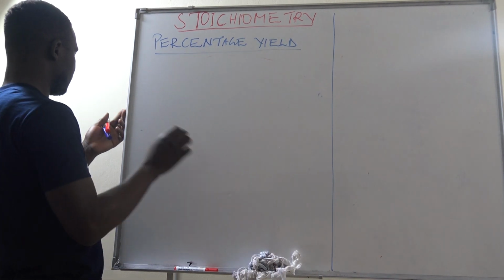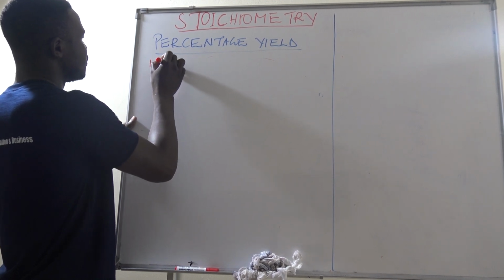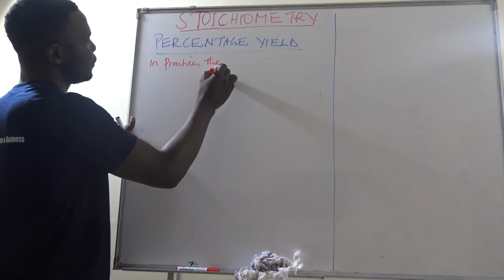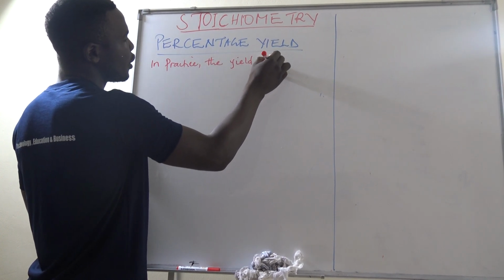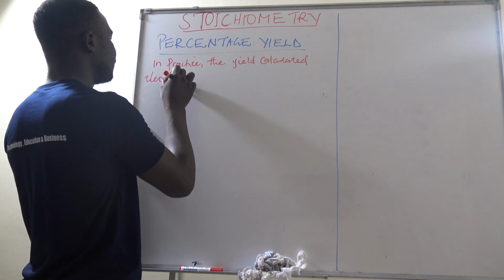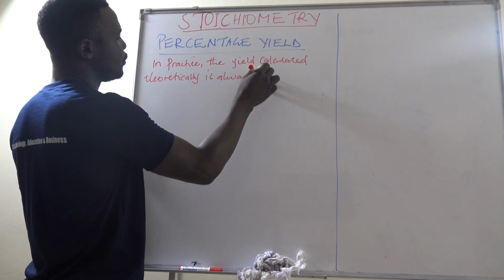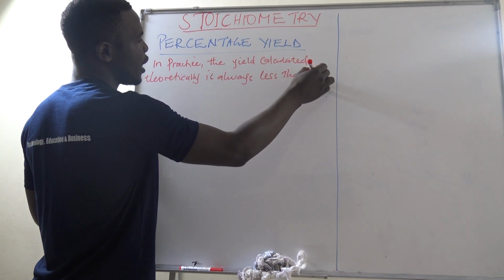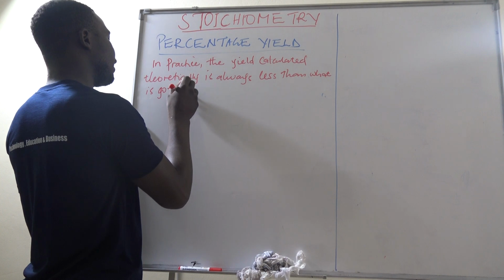Now, let's look at percentage yield and write something below it. We write and say that in practice, the yield calculated theoretically is always less than what is got experimentally.